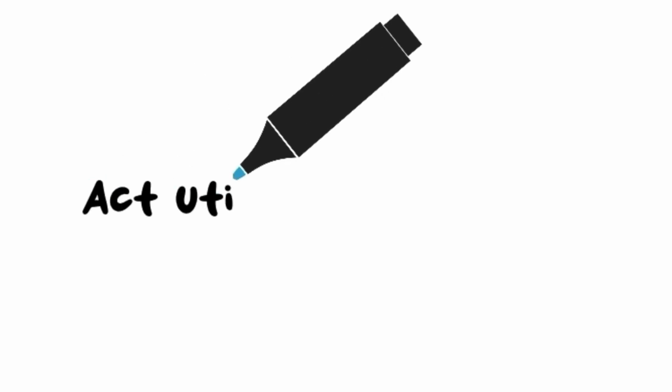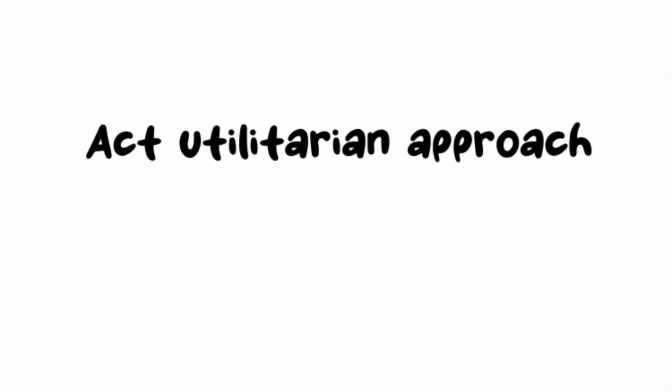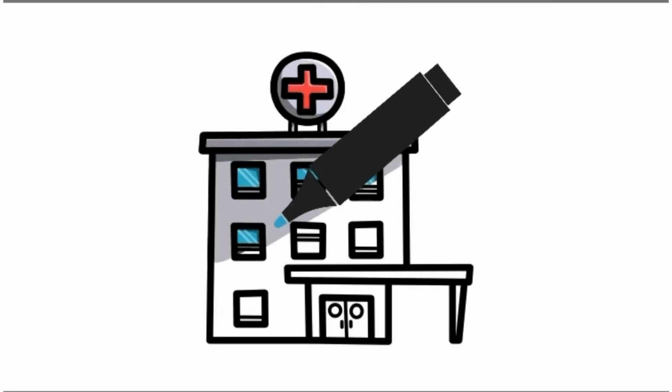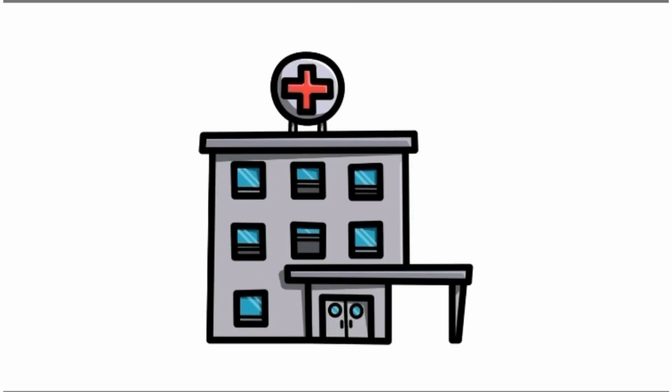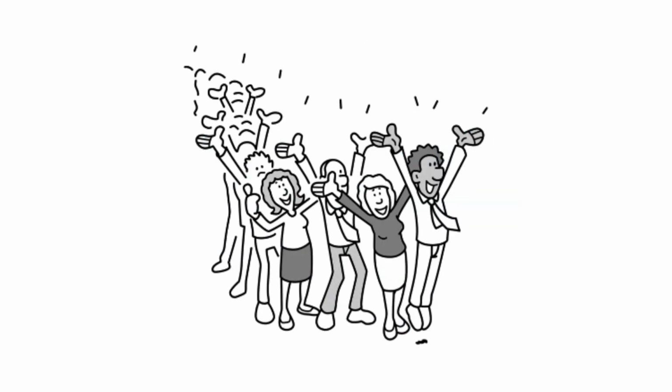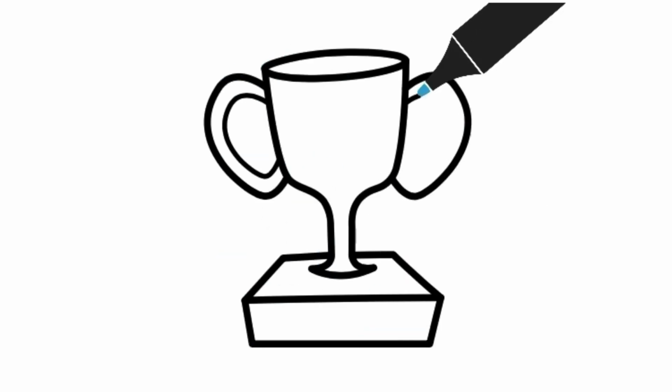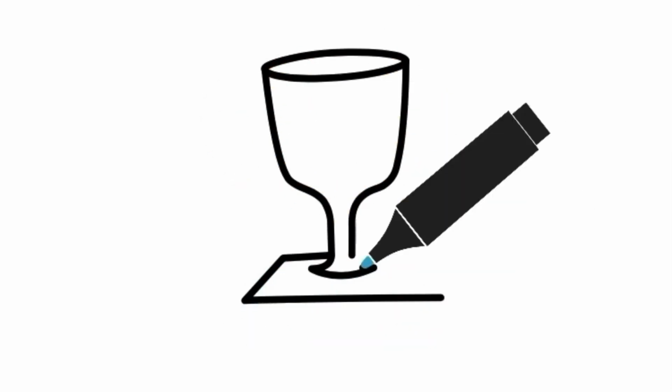Now, a utilitarian approach will be that the charity will choose to build the hospital in Region A because it provides the most benefit or utility for everyone affected, since utilitarianism states that the right action is one that produces the best overall consequences.